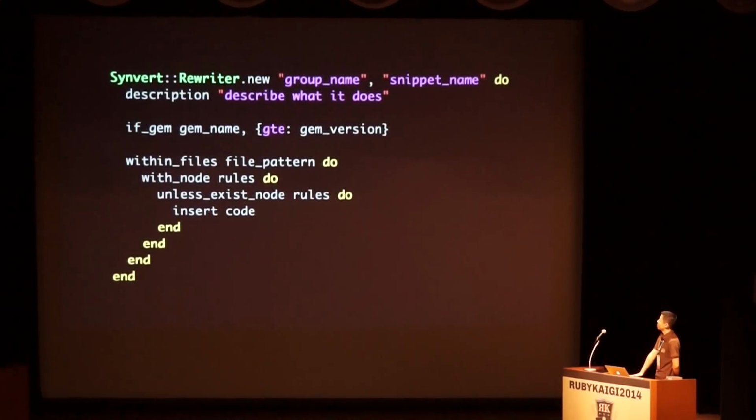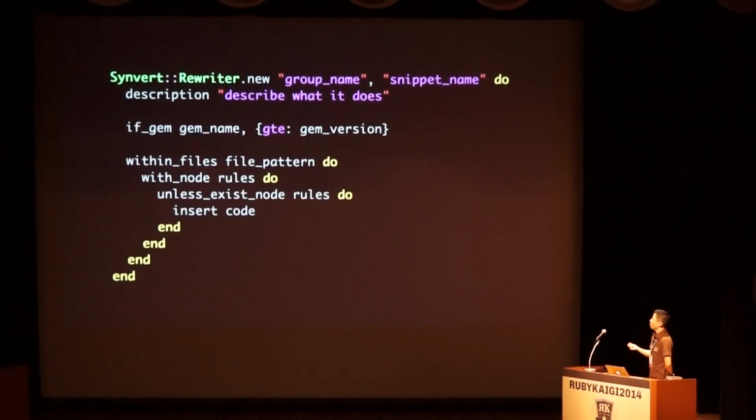Okay, this is a template of a Synvert snippet. First you should initialize a rewriter of Synvert. You should pass the group name and the snippet name. In the demos I showed you, the group name can be factory_girl, ruby or rails, and the snippet name is more specific, like use short syntax or upgrade and so on. The description DSL is used to describe what it does, so other developers can easily understand what the snippet does.